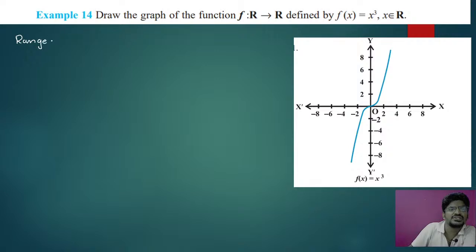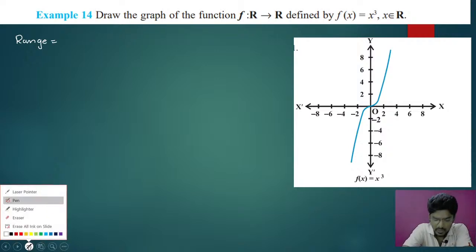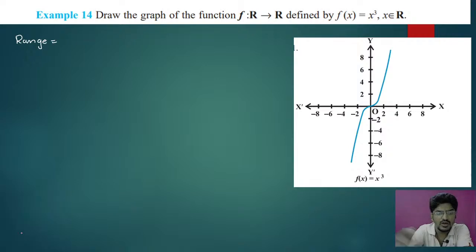Range is equal to, because I want answer from your side. You just see it is going towards negative infinity, it is going towards positive infinity. So from negative infinity to positive infinity, the complete graph is present. See this. Complete from positive infinity to negative infinity, there is a graph.